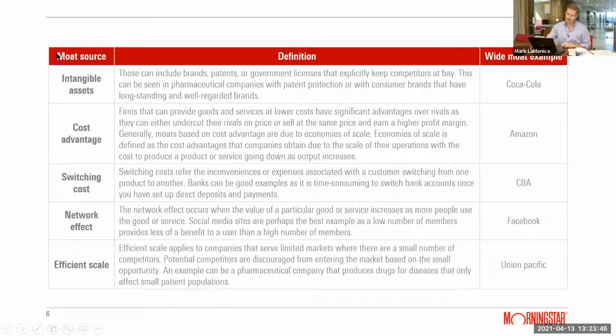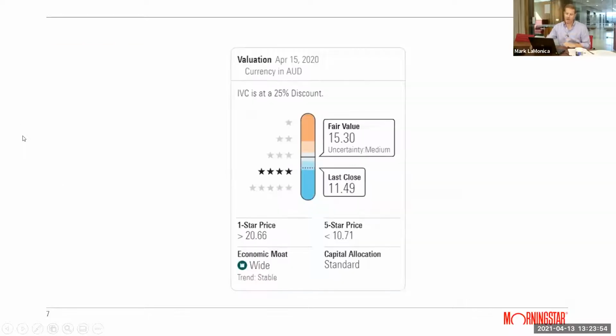So Union Pacific. All right. So we put everything in Morningstar within one of these 5 categories or multiple. You can have multiple sources of moat, but that is really a great company.